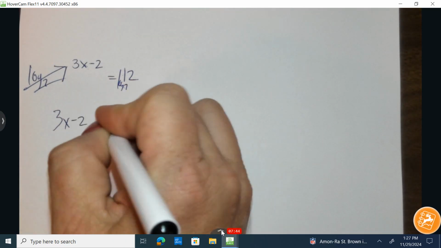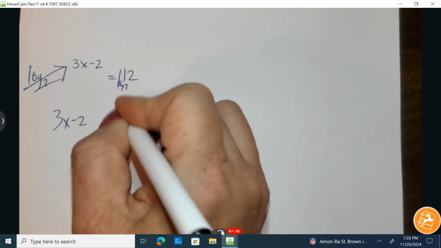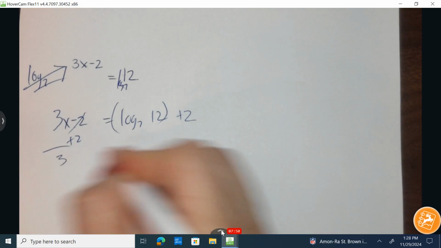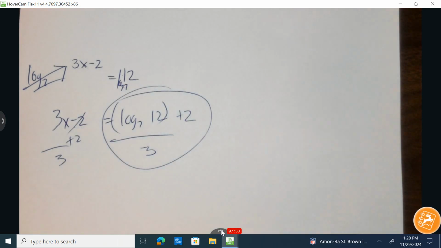Let's figure it out. Log base 7 and log base 7. 3x minus 2 equals log base 7 of 12. I'm going to add 2 to the opposite side, and I'm going to divide by 3. And here's my answer. Log base 7 of 12 plus 2, divided by 3.